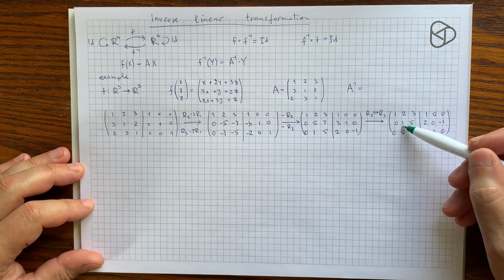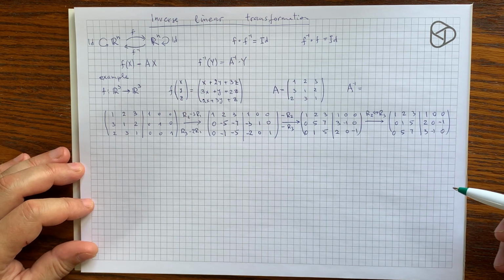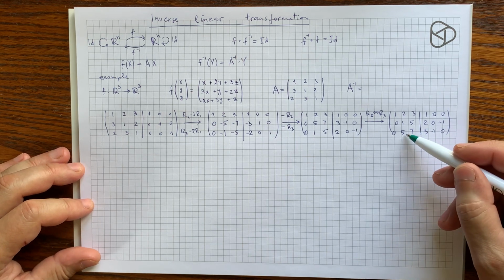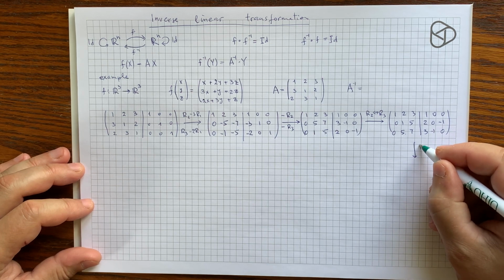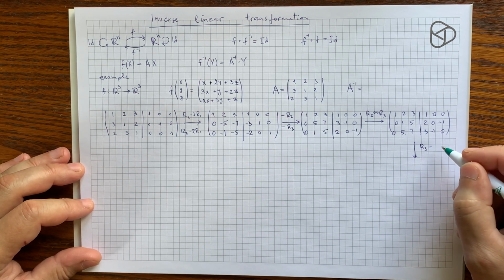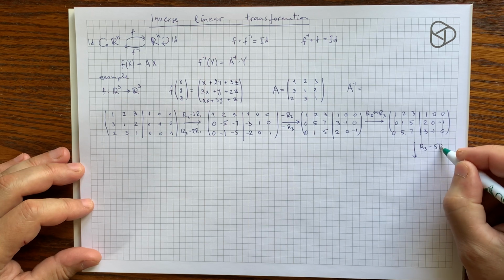Okay, now we have our second pivot in the place where it should be, and we can eliminate below. That will be done by this transformation, row 3 minus 5 copies of row 2.